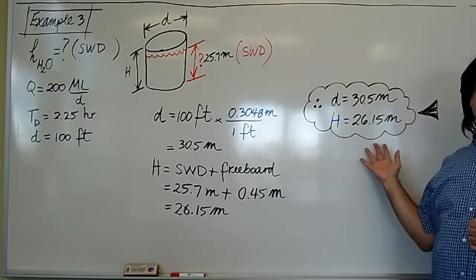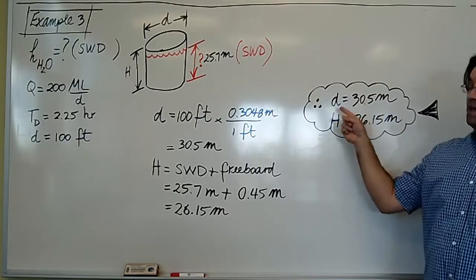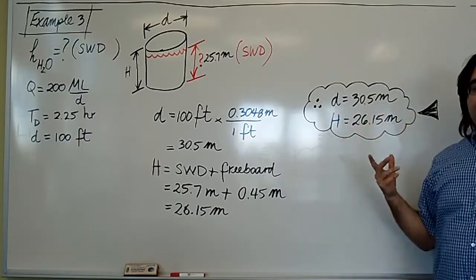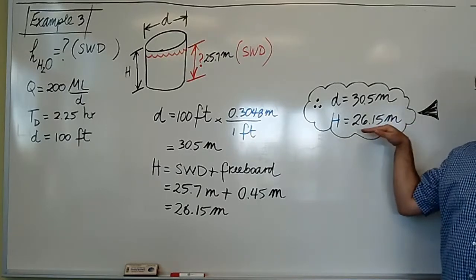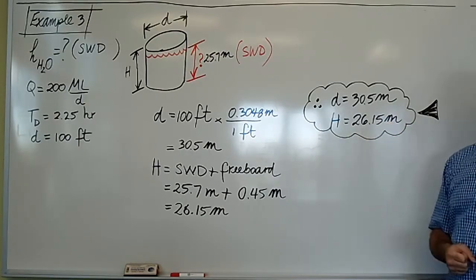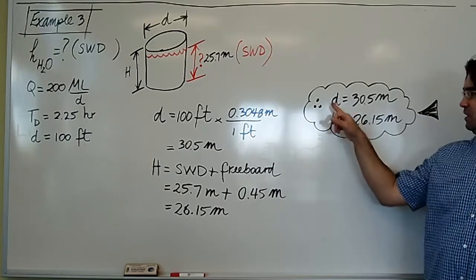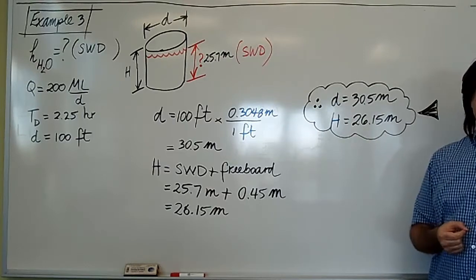Now, I can also write this out explicitly by saying, therefore, the diameter of the tank is 30.5 meters, and the overall height of the tank is 26.15 or 26.2 meters. I'm making your life a little bit easier by simply using the symbols for diameter and height.